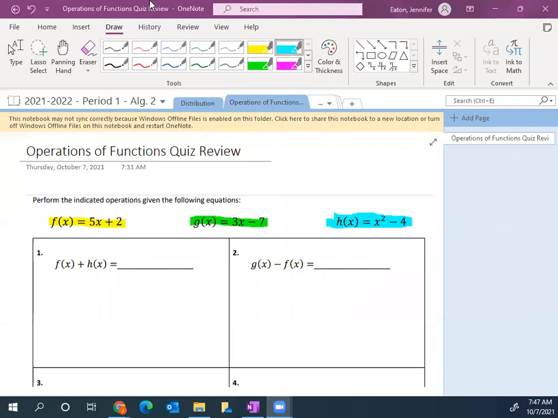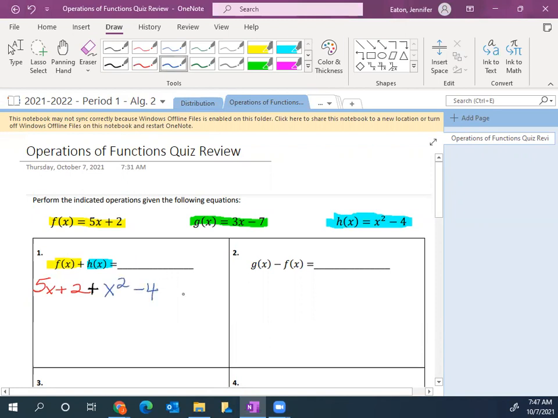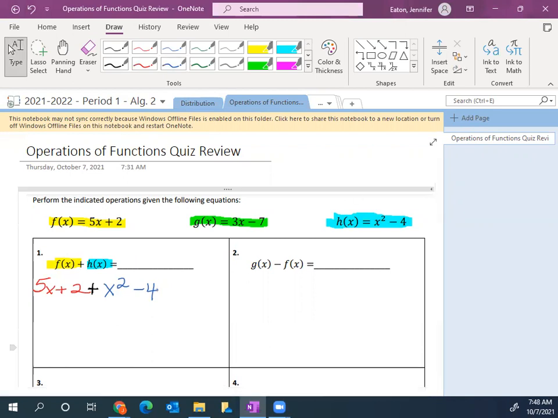Okay, so the first equation has us doing f of x plus, please note that plus there, h of x. So we have to write our f of x equation first. What's my f of x equation? 5x plus 2. Then we write a plus sign because that's what's between them. And then I'm going to write my h of x equation, which is x squared minus 4. I'm going to pause here a minute. I'm going to see if you guys can collect like terms and put it in order from the highest term to the lowest term.